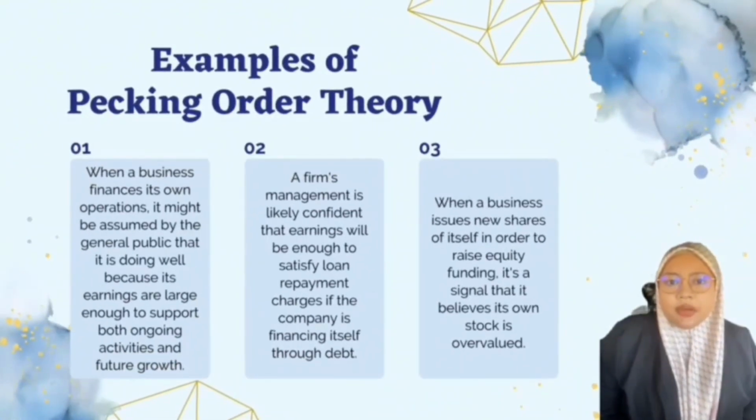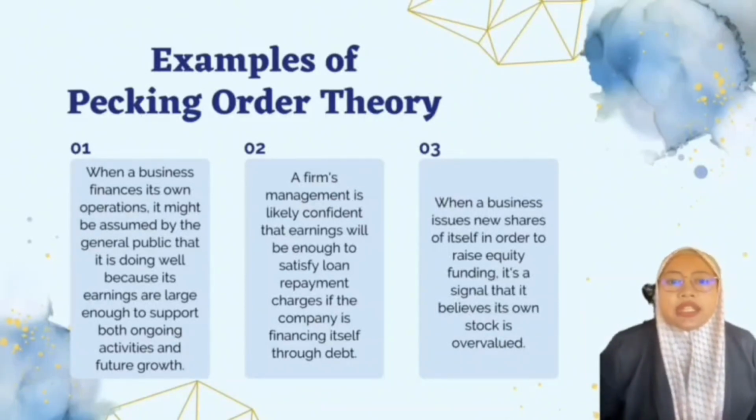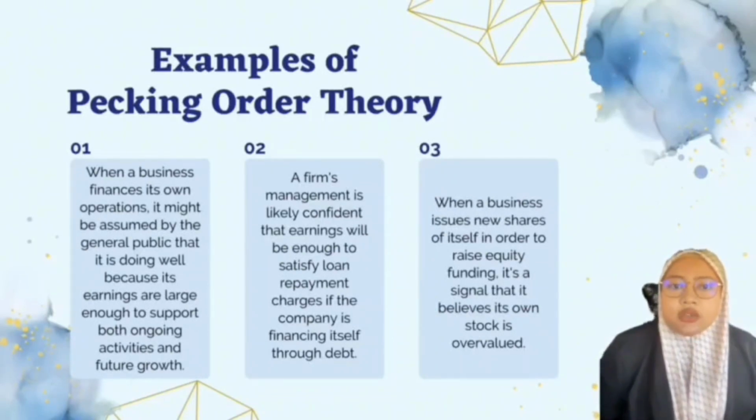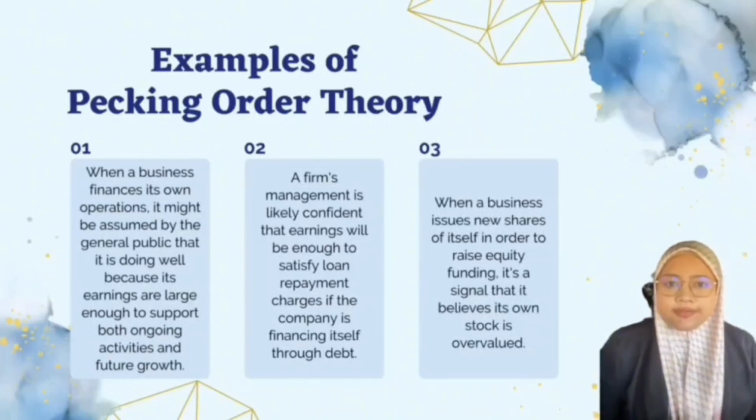Here are some examples of pecking order theory. First, when a business finances its own operation, it might be assumed by the general public that it is doing well. The second example is that a firm's management is slightly confident that earnings will be enough to satisfy the loan repayment charge if the company is financing itself through debt. The last example is when a business issues new shares of itself in order to raise equity funding, it signals that it believes its stock is overvalued.